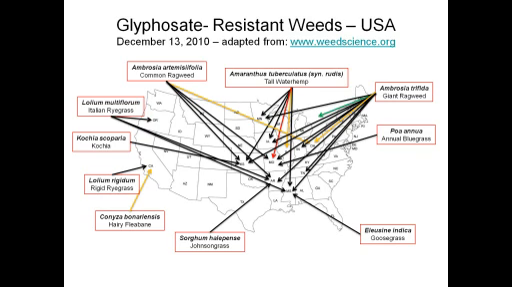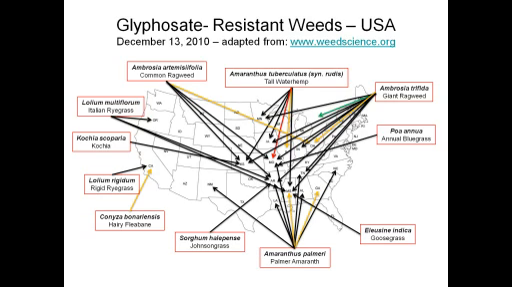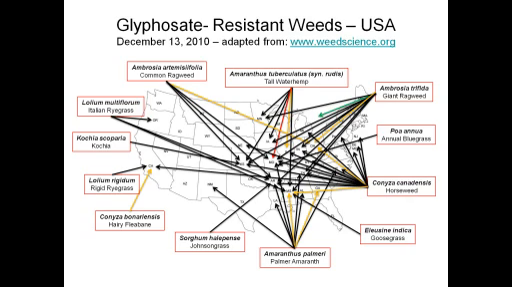Here's giant ragweed. The green arrow indicates the first resistance in Canada. We now have glyphosate-resistant giant ragweed in southern Ontario. Amaranthus palmeri, the big cottonweed, and the biggest glyphosate-resistant weed in terms of number of states is horseweed.